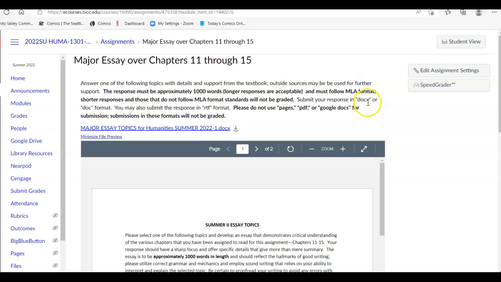I tell you to do it in a DOCX or doc format or RTF, not with PDF or Google Docs. The reason to avoid some of those, when you upload to turn it in, occasionally those formats get adjusted and formatting goes off. So anyway, if you do not meet these standards of 1,000 words MLA format, as it says here, short responses, those that do not follow MLA format standard will not be graded. So please keep that in mind.